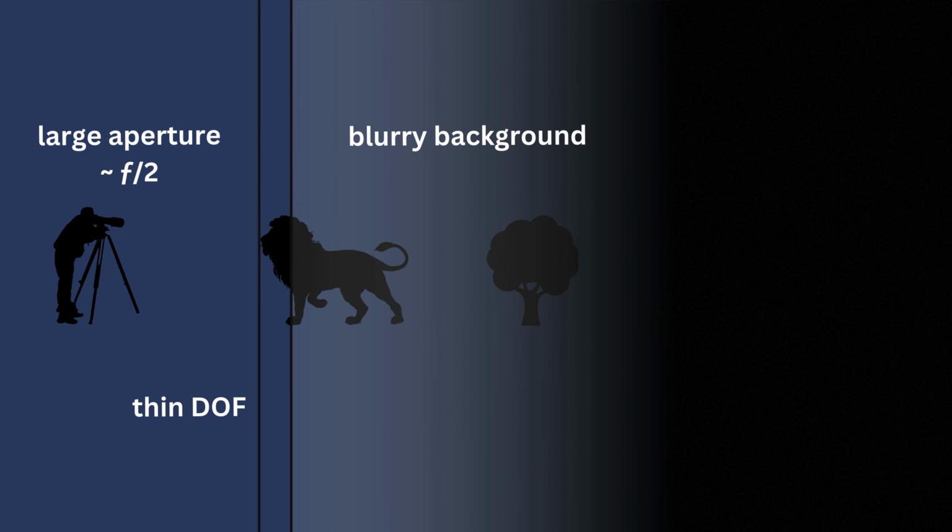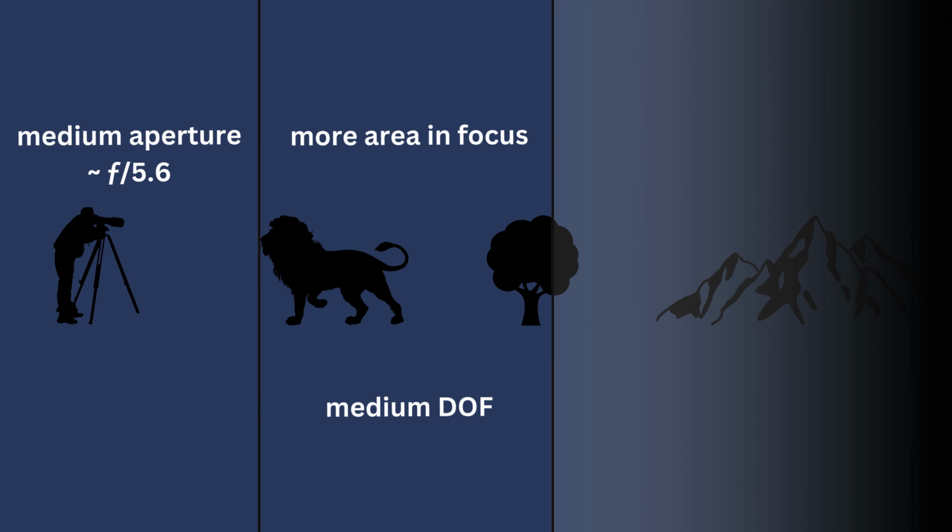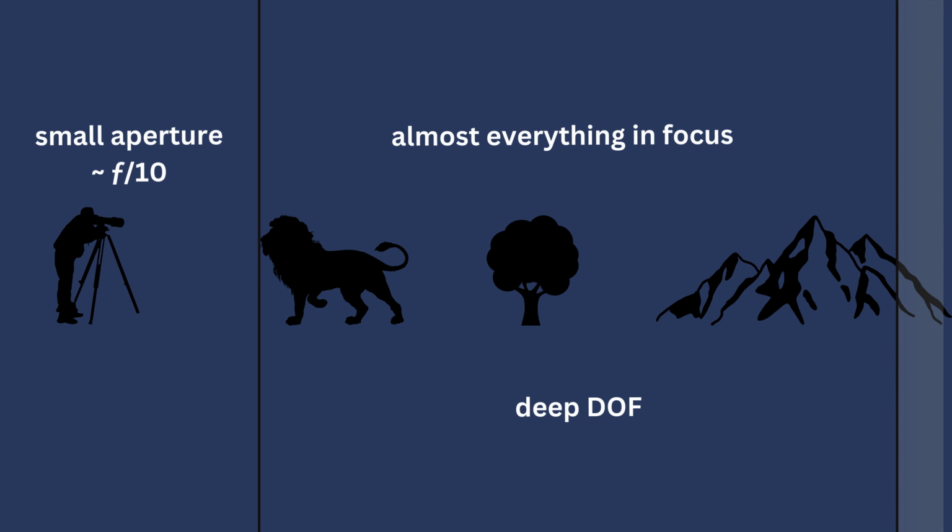The aperture also influences your depth of field, which means at a larger aperture such as f2, less of the image will be in focus, compared to an aperture of f10, where a larger area will be in focus. If you want to capture an image of a bird, for example, you would want to have a shallow or thin depth of field. In other words, a large aperture.